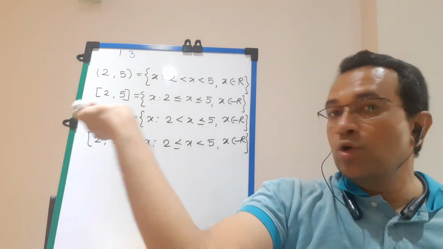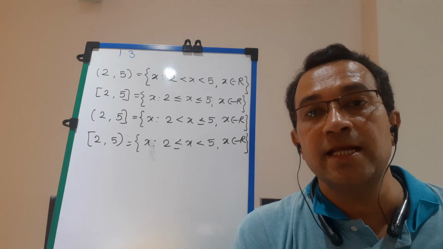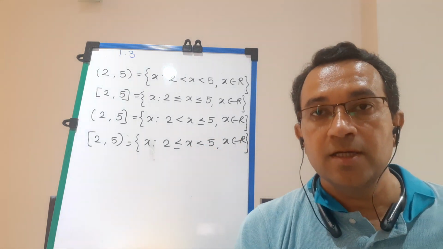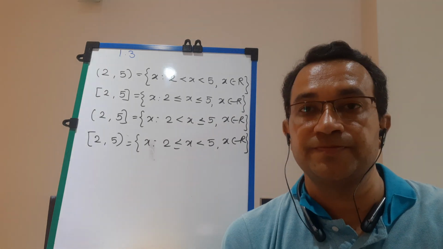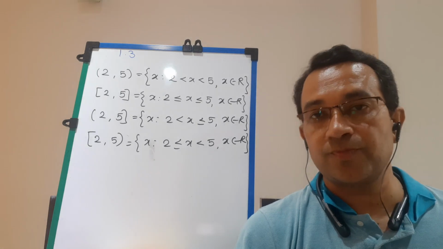And if I write closed A and open B, then A is less than or equal to x less than B, where x belongs to R. If you don't write x belongs to R, then you will be marked zero. Be careful. You have to be very careful, students.